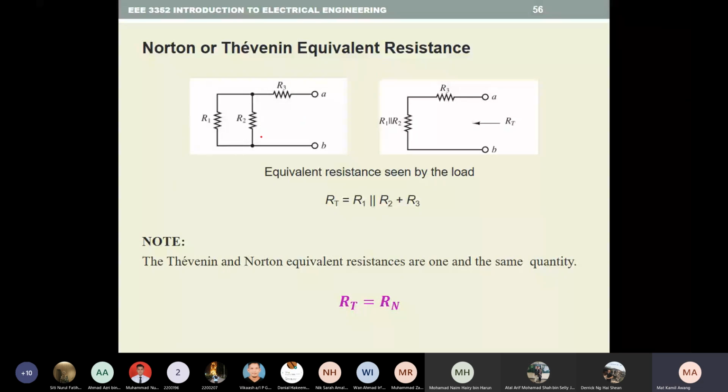So for this example, you have R1, R2, and R3. For R Thevenin or R Norton, you calculate from here. If you want to find it from this side, the calculation is from here. So R1 parallel R2 first, then you add R3. So this R1 parallel R2 plus R3 is R Thevenin. R Thevenin is actually equivalent to R Norton. So RT is equal to RN.